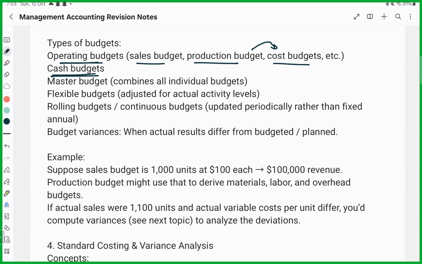Master budget. Master budget means a combination of all the individual budgets. So the sales will have its own budget of achieving, say, 20 lakh rupees. Production will have its own budget of manufacturing 2 lakh units, which will be, in terms of value, say 15 lakh rupees.